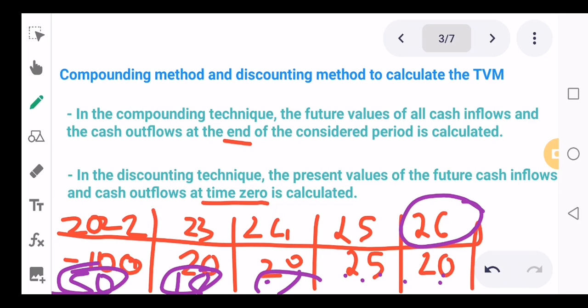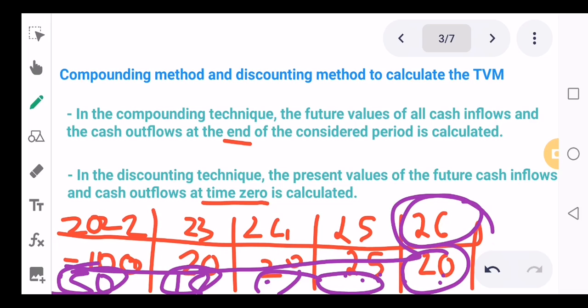So all these values can now be equated. We are bringing down all these values to this particular end time period, and then we are doing the calculation. This is called the compounding technique, where we are calculating the future value of 100, 50, the future value of 20, 10 and so on. These are the future values of all the cash inflows and cash outflows at the end of the considered period. It is called the compounding technique.